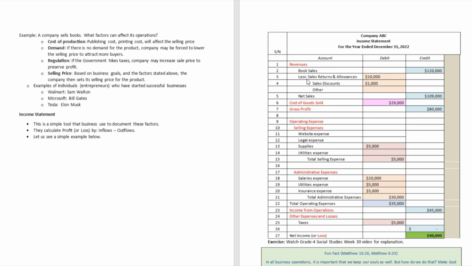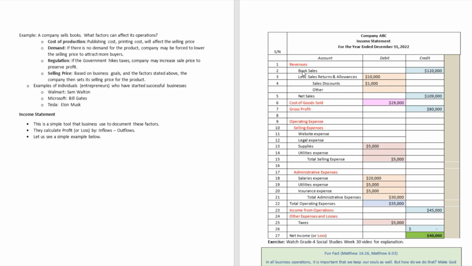All of that will be in the revenue or the income, revenue or the inflow section of the income statement. Now, revenue that will be typically inflow will be put here in the credit column. So anytime there's an inflow, you are going to have that inserted into the credit section of the income statement. If there is an outflow, it's going to be included on the left side, which is the debit column of the income statement.